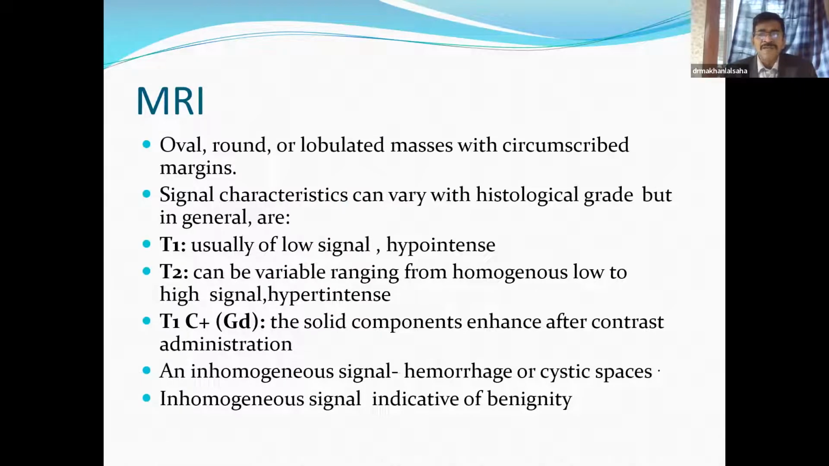MRI is not usually recommended in routine diagnosis of Phyllodes tumor, but in some cases, it can have a typical appearance. In T1 weighted image, it can appear as a hypointense mass. In T2, it can appear as a homogeneous, high signal, hyperintense mass. And with gadolinium contrast, these components enhance after contrast administration, and the contrast is not washed out easily.